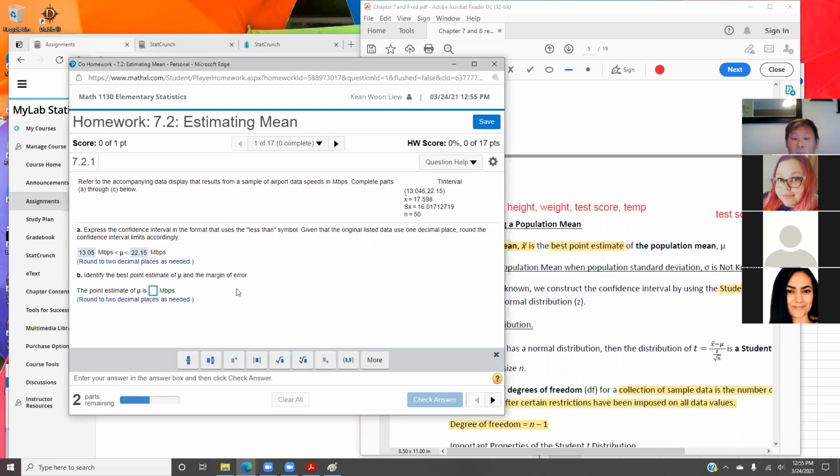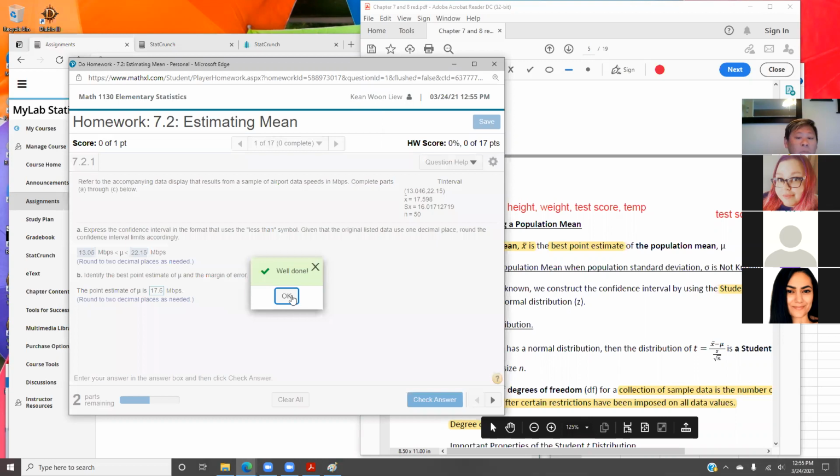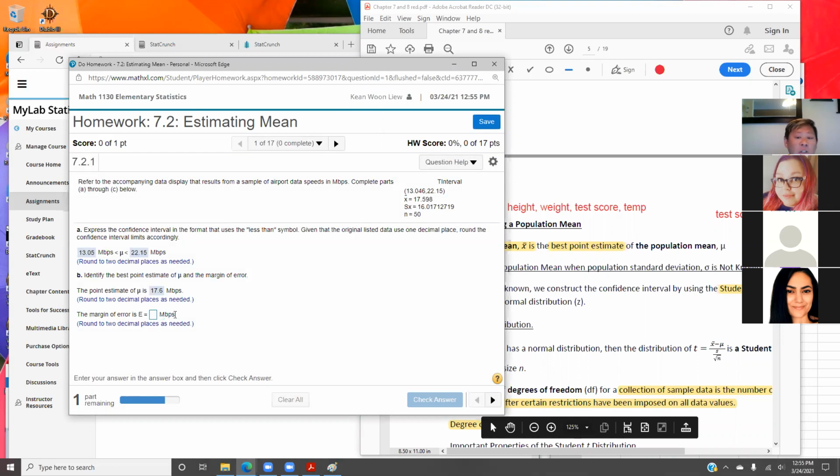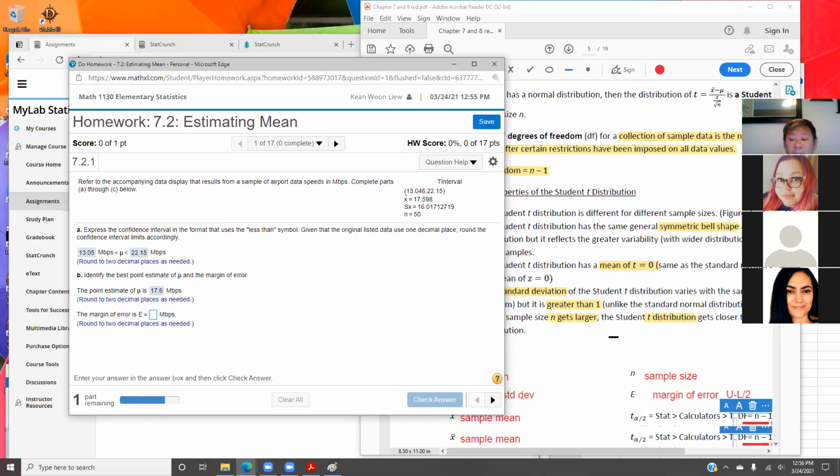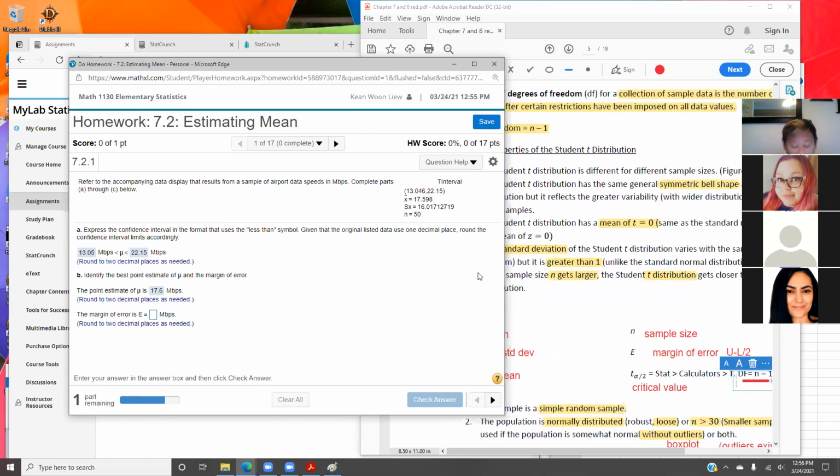Is it 17.598, but if it's 2 decimal places, then it's 17.6? Yep, that is correct. So that is your sample mean. Margin of error. How do you find your margin of error again? Upper minus lower divided by 2. Yep, upper minus lower divided by 2. So take out your calculator. Can you help me subtract this and divide by 2? Make sure it's positive, so make sure you take the upper minus the lower. Same thing you did on 7.1.